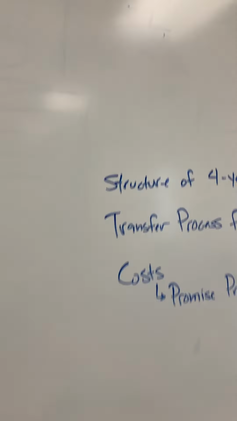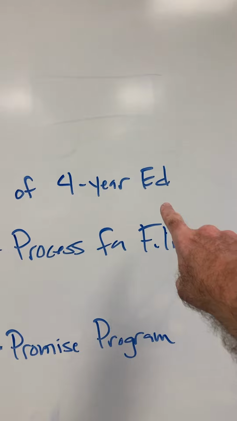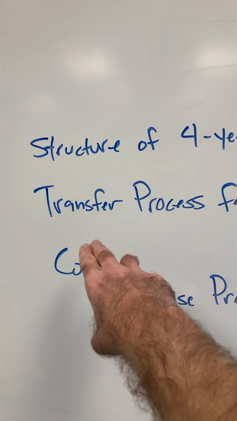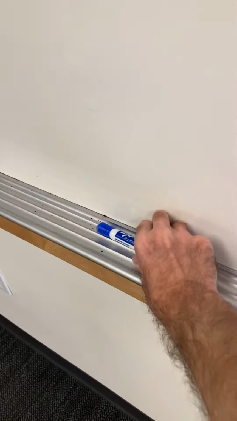All right, guys, we're going to talk about three different things here. We're going to talk about the structure of a four-year education first. After that, I'm going to talk about the transfer process for film students. Let's get a marker. Markers make everything better. And then we're going to talk about the costs.